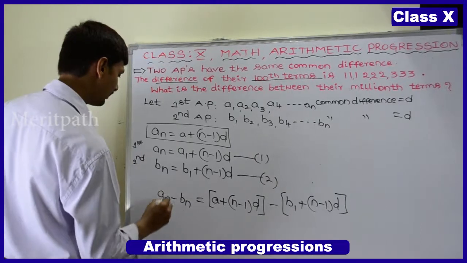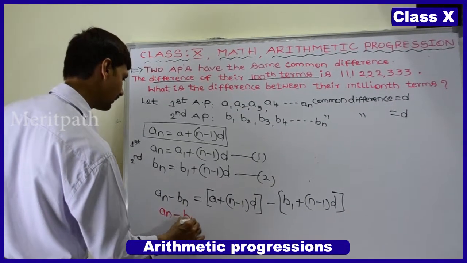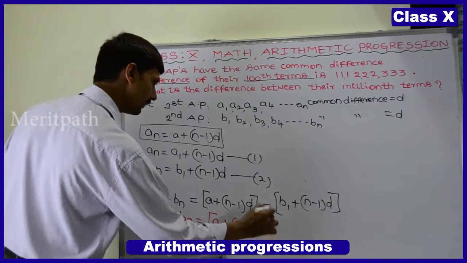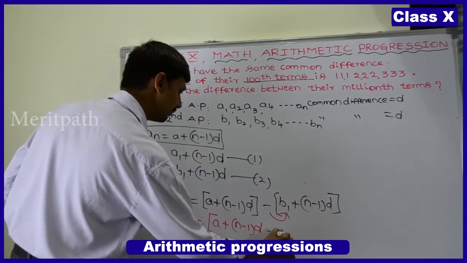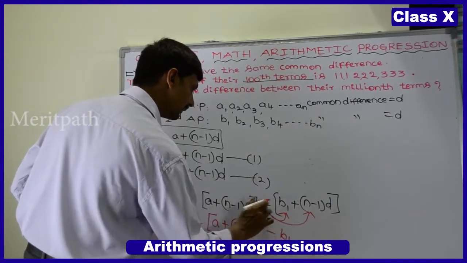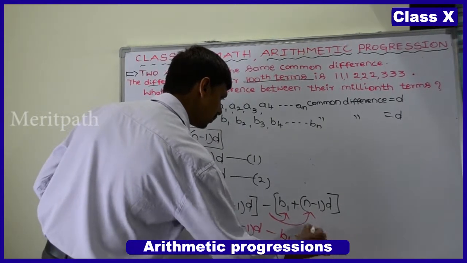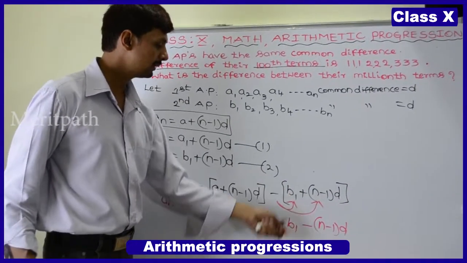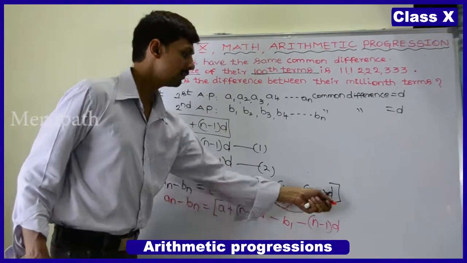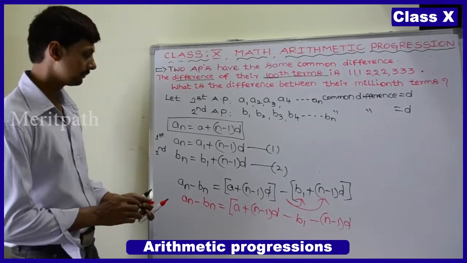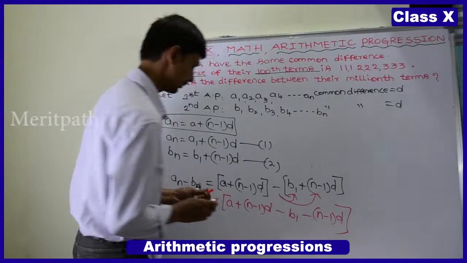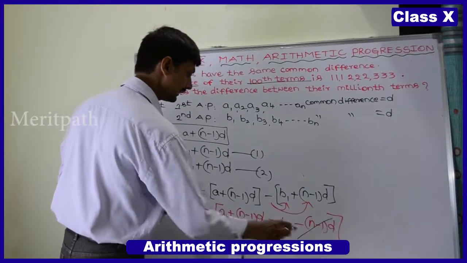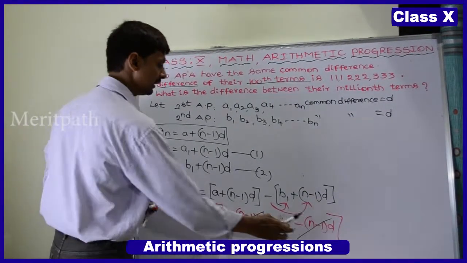So let us subtract: an minus bn is equal to a plus (n minus 1) into d. This, when we multiply it by minus b1, the plus becomes minus, so here it will be minus b1 minus into plus, minus (n minus 1) into d. Here we can observe in these two terms there is plus (n minus 1) into d and minus (n minus 1) into d. So we can cancel both.